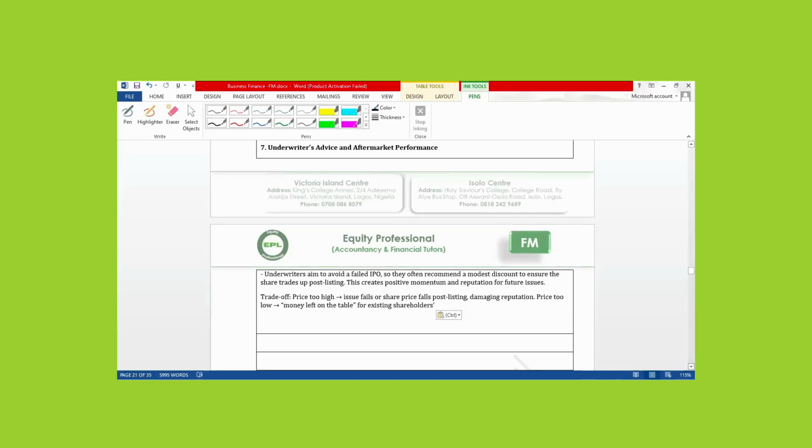Underwriters aim to avoid a failed IPO. What is IPO? Initial public offer. The first time a company is issuing new shares to the public. The underwriter will advise you so that your initial offer will not fail. They often recommend a modest discount to ensure the shares trade up.